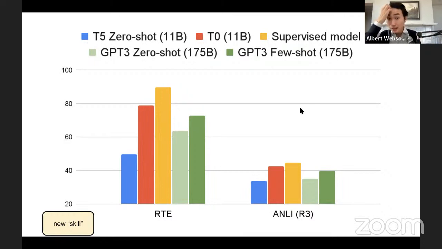And on the right side is our new state of the art on ANLI. This is adversarial NLI, the latest installment after SNLI and MNLI. It's universally recognized to be an extremely difficult set. Even the state-of-the-art supervised models are at like 50-something percent. And once again, our model T0, the red one, is able to outperform GPT-3 even in few shot settings, even though they have a 10 times larger model.